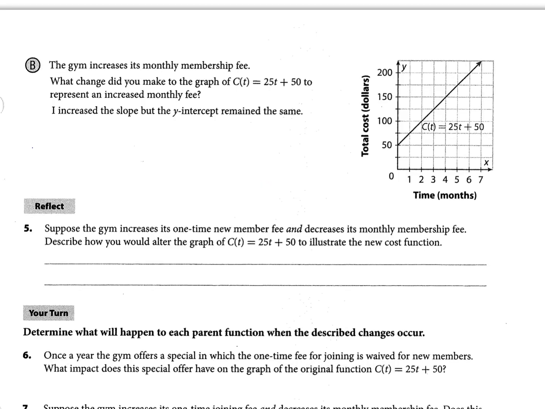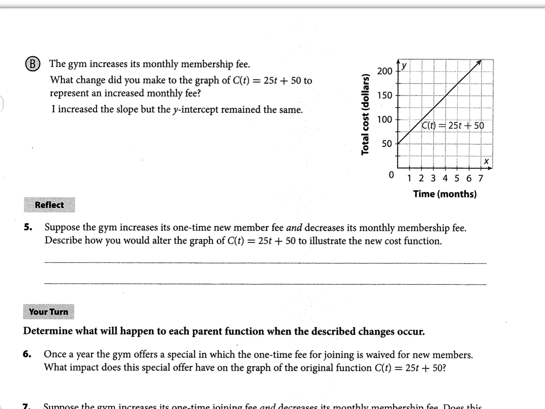In B, it says the gym increases its monthly membership fee. What change did you make to the graph to represent an increased monthly fee? We would have to increase the slope. So then it might look something like this. It still has the same y-intercept. That new membership fee still is $50, but the monthly fee is going to be more expensive. Now, it could be any line steeper than the line that's already there.